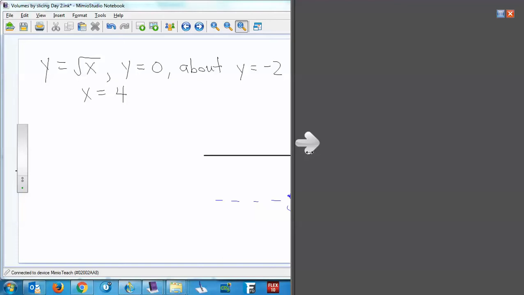So first let's get the region drawn. Get your calculators out because we're going to be doing some graphing and setting up some volumes. Shade in your region. Shade in the region that's being revolved.